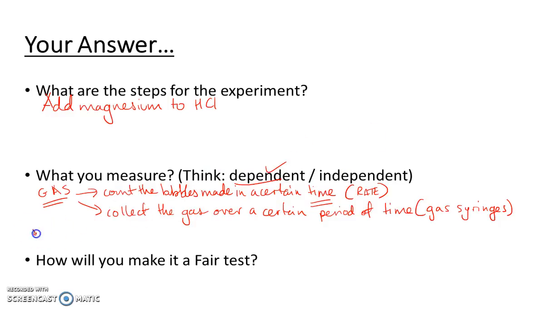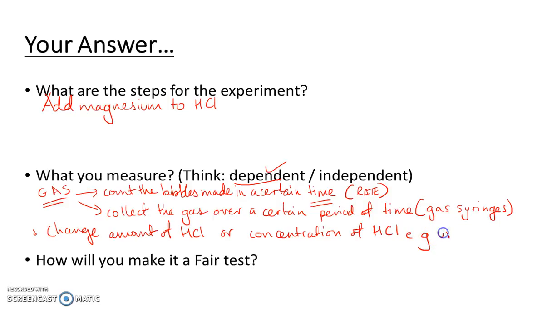Now that's our dependent variable thought about, but now we've got to think about the independent variable. All we need to say is change the amount of HCl, or the concentration. Now, I always think it's good to give examples. So if you say, for example, of concentration, use 1 mole, 2 mole, etc. That shows the examiner that you're really understanding that you've got to change the concentration. Because remember, that's what the experiment asked, to see how concentration affected the rate of reaction.